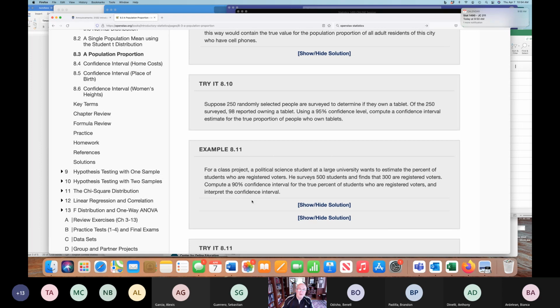Here's the one you get to try. Suppose 250 randomly selected people are surveyed to determine if they own a tablet. Of the 250 surveyed, 98 reported owning a tablet. Using a 95% confidence interval, compute a confidence interval estimate for the true proportion of people who own tablets. Go for it.